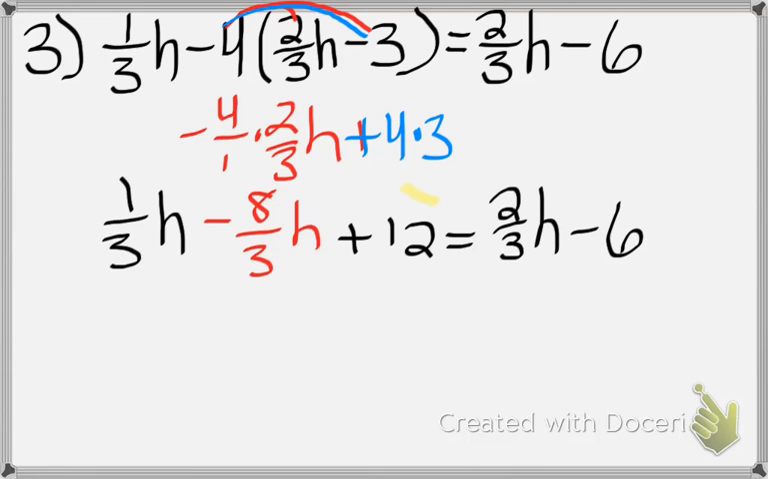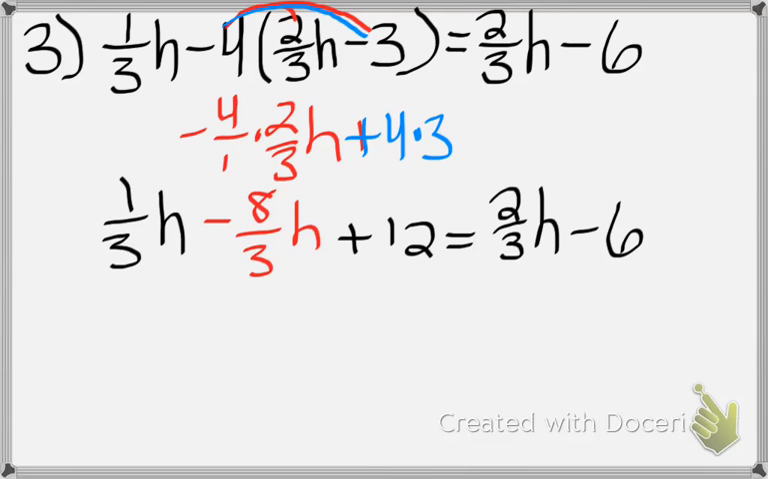On the left side, though, notice we do have like terms. We have two sets of h's, so we're ready to combine them. So we're going to do 1/3 h minus 8/3 h. Well, 1/3 minus 8/3, you already have a common denominator, so just look at the tops. 1 minus 8, that is negative 7. If you're not sure why, study your negative skills. So 1 minus 8 is negative 7.